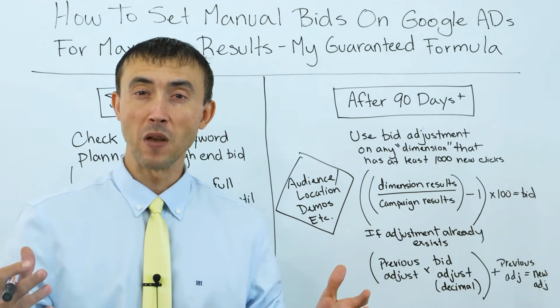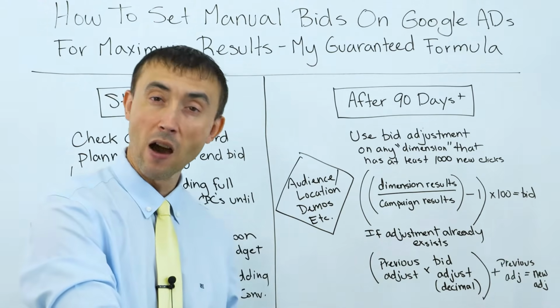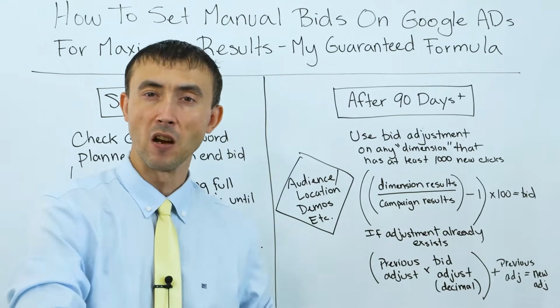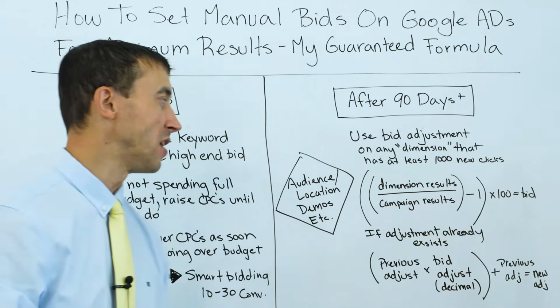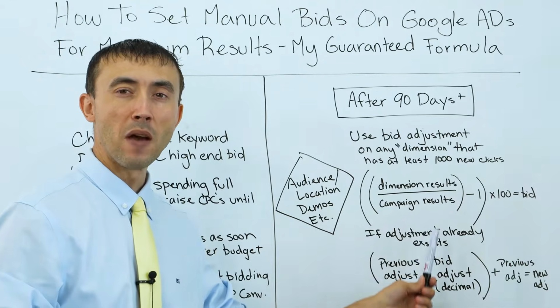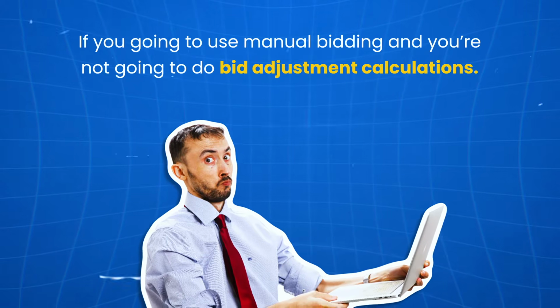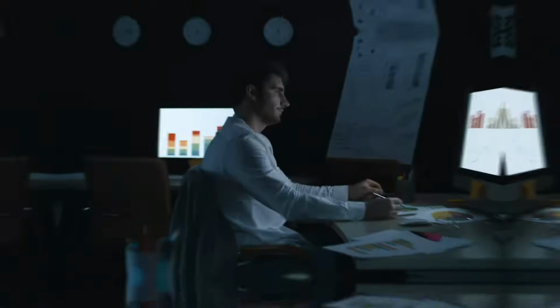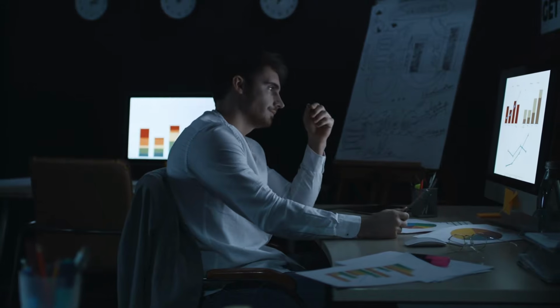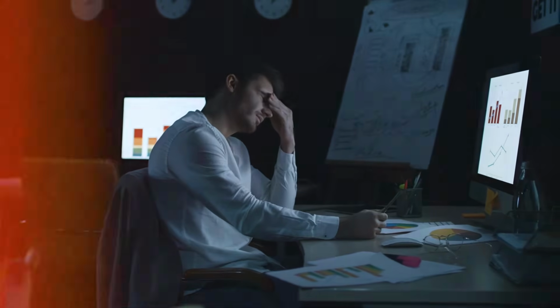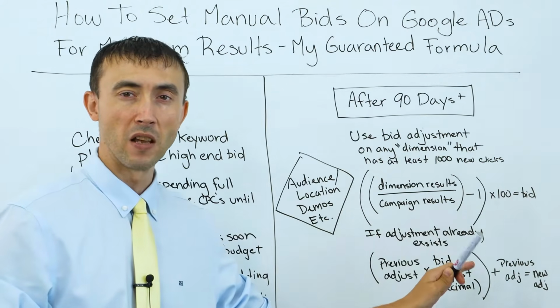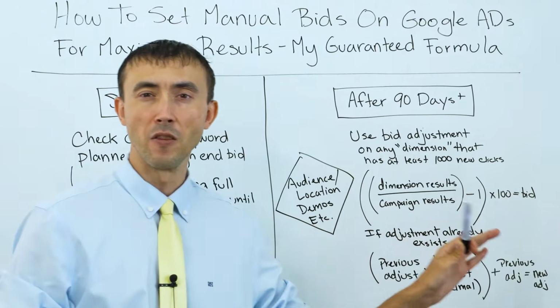You can disagree with me, and I can tell you how to make the most out of manual bidding, though, on this video. So I will go through all the details there and get into some actual formulas you can use for the actual bid adjustments, because if you're going to use manual bidding and you're not going to do bid adjustment calculations, you're just barely scratching the surface of what you can make with that. This is what we used to do before smart bidding. So I'm going to go over that on this particular video.